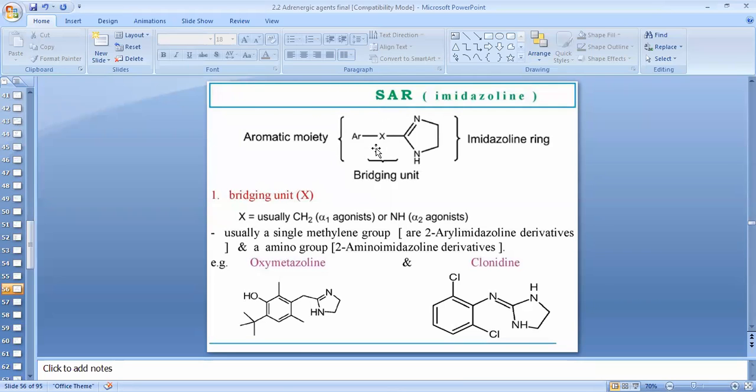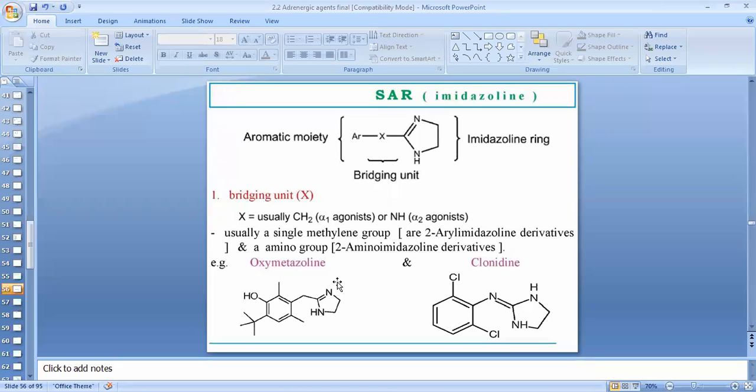Where a single CH2 group is there, the drug is a 2 aryl imidazoline derivative, and if an amino group is there, it is a 2 amino imidazoline derivative. If we attach this X group to an aromatic group, it is a 2 aryl imidazoline, and if it is attached to the amine group, then it is a 2 amino imidazoline derivative. The drugs that show adrenergic agonist action are oxymetazoline and clonidine.